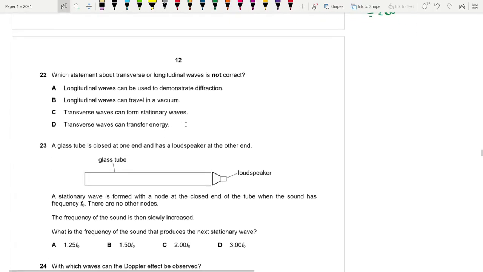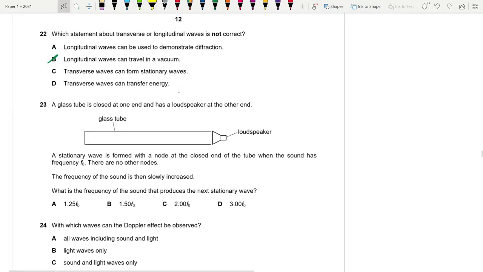Which statement about transverse or longitudinal waves is not correct? Longitudinal waves can be used to demonstrate diffraction. Okay, sure. Sound can be used. Longitudinal waves can travel in a vacuum. No, only transverse waves can do that. Sound needs a medium to travel, right? A glass tube. So B is the answer because it is not true. And yeah, these two are correct.